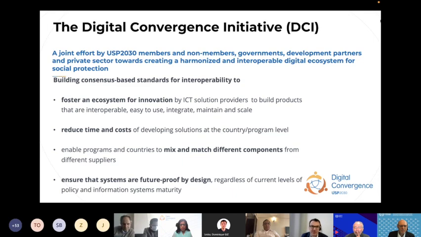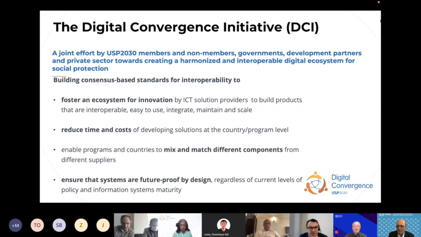The Digital Convergence Initiative aims to develop standards in order to help create a harmonized and interoperable digital ecosystem for social protection. We have seen that in recent years there has been a lot of development of digital systems in various countries, and everybody is trying to build their own system, which is trying to be made coherent and connected and increasingly interoperable within the country. But we think there can be convergence also to standards, which allow interoperability more easily, and these standards can be anchored as a convergence at a global level.